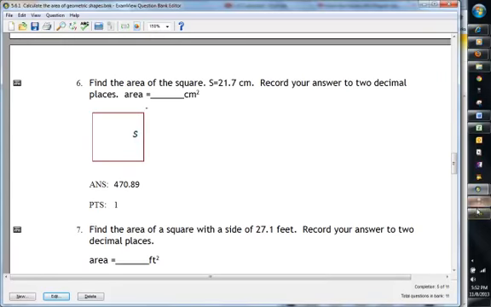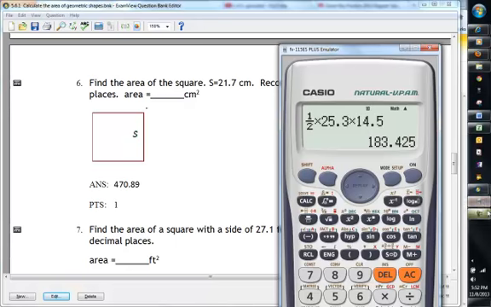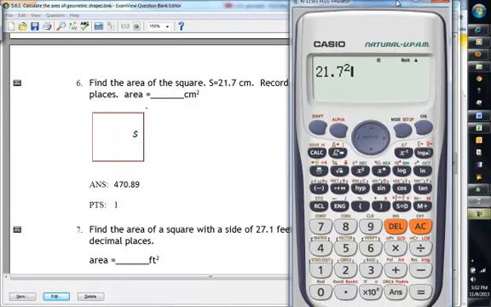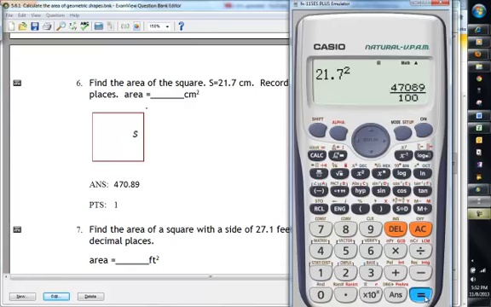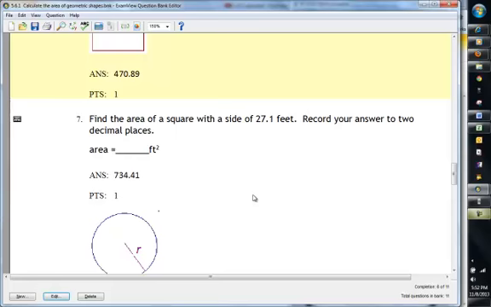Next one, a square. All we need to do is to just take the 21.7 times 21.7, or square it. And that's where the word square comes in. It's the area of a square, and you get 470.89. Find the area of a square with a side, and so on.